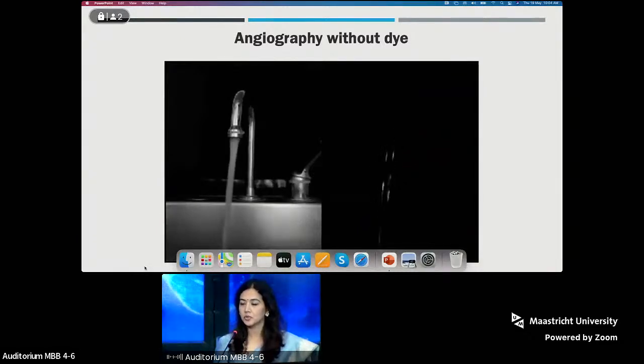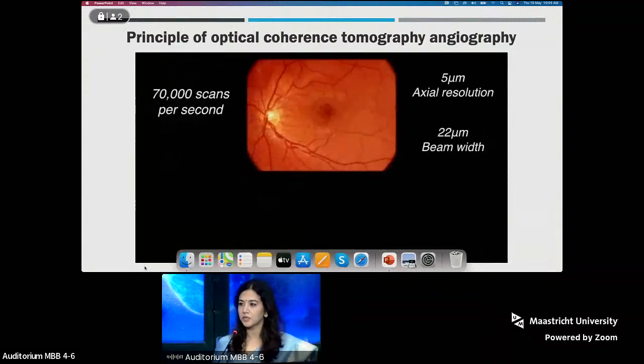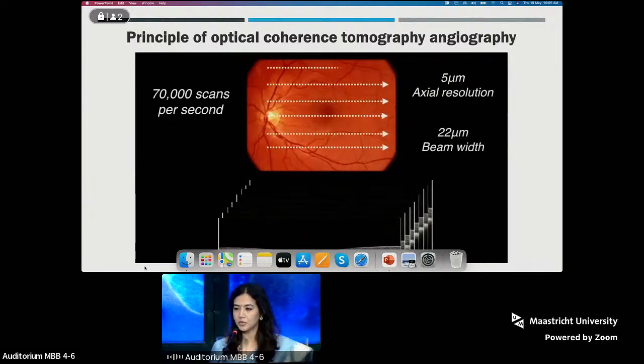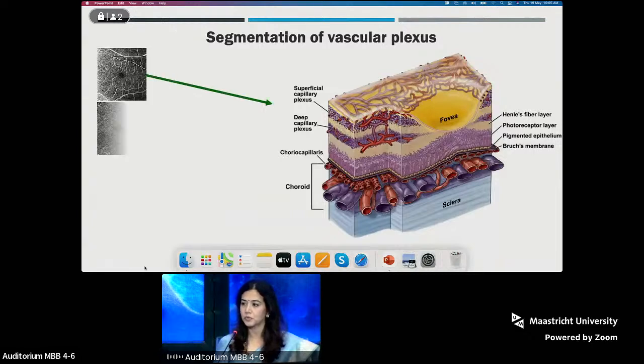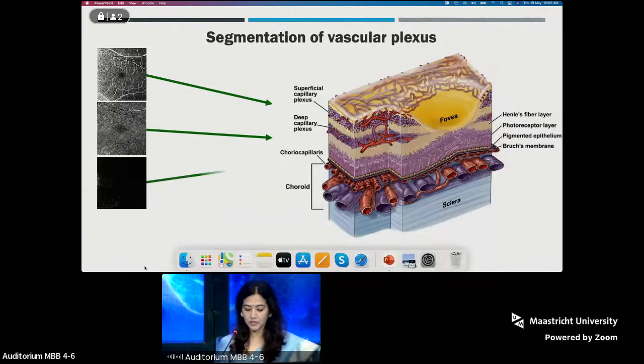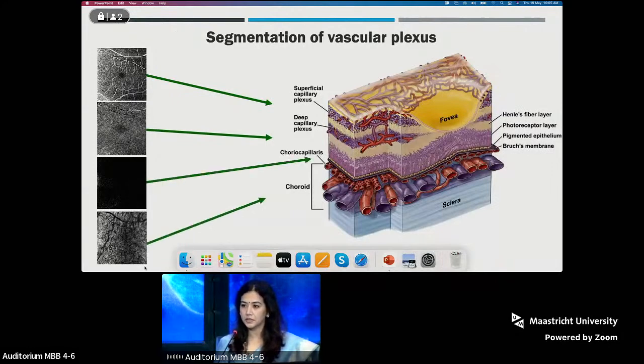So imagine using the flow of blood, the red blood cells inside the blood vessel moving against a static tissue. So the principle of optical coherence tomography angiography was using this motion contrast. 70,000 scans are taken at the same point, and the amplitude variation or the phase variation between these various scans are then used as a signal change to form the OCT angiogram. This helps in displaying in vivo retinal vasculature in a depth resolved fashion, where we get the superficial and the deep plexus of the retina, the choriocapillaris, and the choroid vasculature.